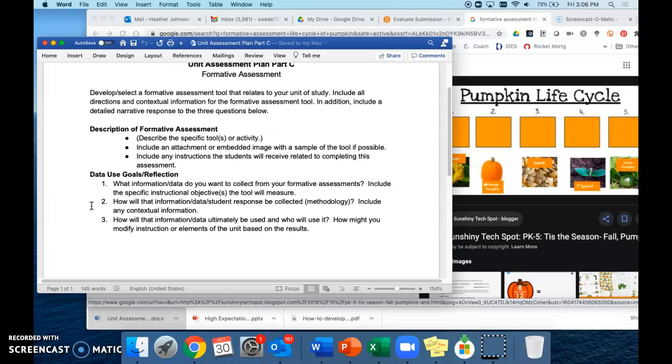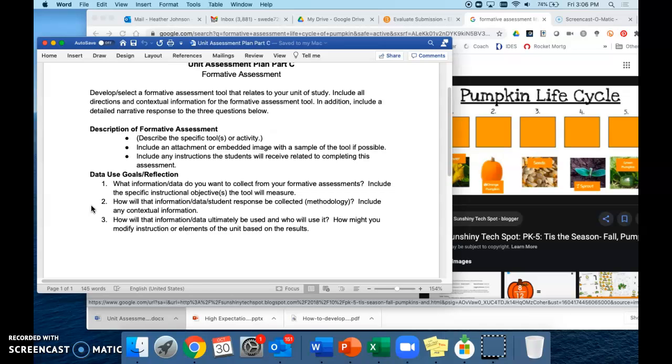So most likely you want to know if they're understanding the stages of the life cycle in the right order. That's what you're checking to make sure if anybody's confused. How will the data be collected? You're probably going to be looking at their answers on the tool. How will that information or data ultimately be used, and who will use it? You're going to be the one who's using that, because you're checking to make sure if there are misconceptions, confusions, if anybody needs to be retaught a part of the lesson. Do they understand that the pumpkin is green before it's orange?